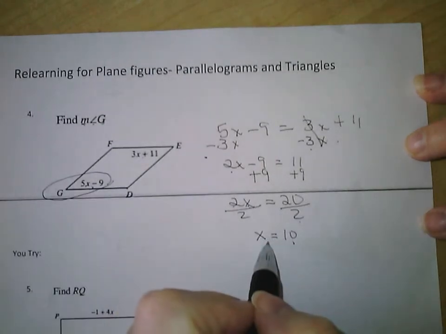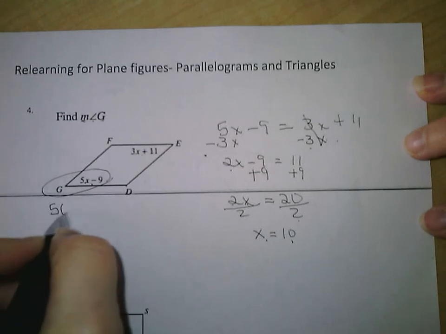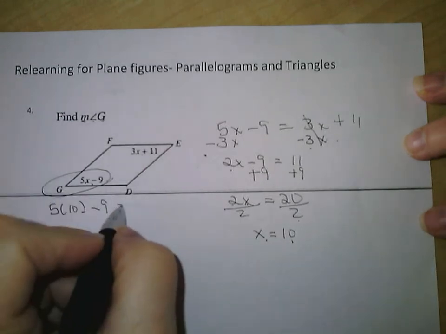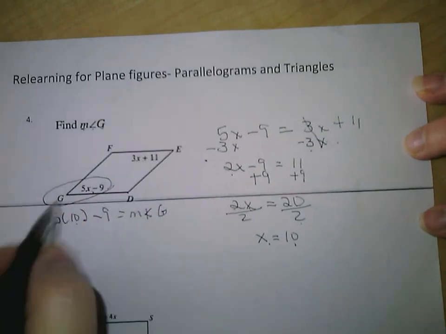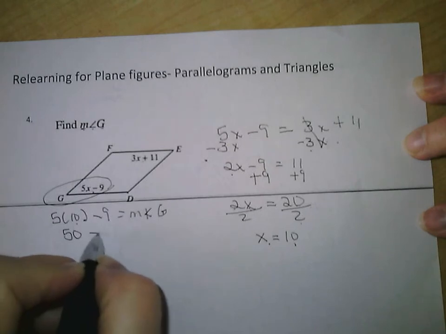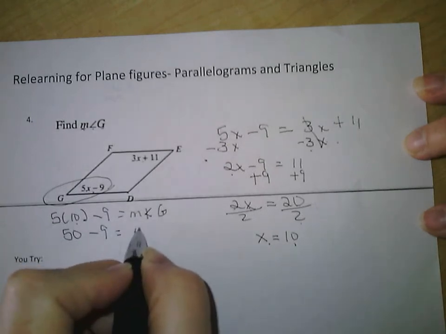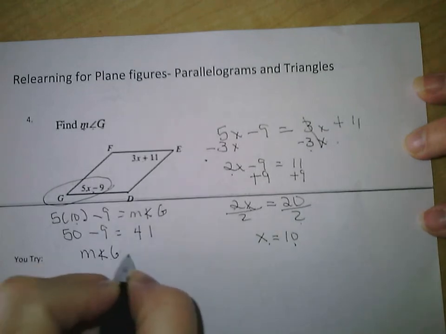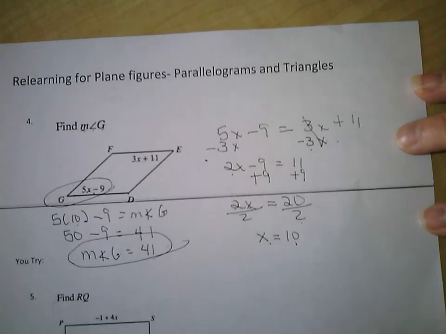Now in here, we're looking for the measure of angle G, which is right here. So finding x gives us the key to unlock what the measurement is for angle G. So 5 times 10 minus 9 will give us our measurement of angle G. 5 times 10 is 50, minus 9 gives us 41. The measurement of angle G is equal to 41, and that's our final answer.